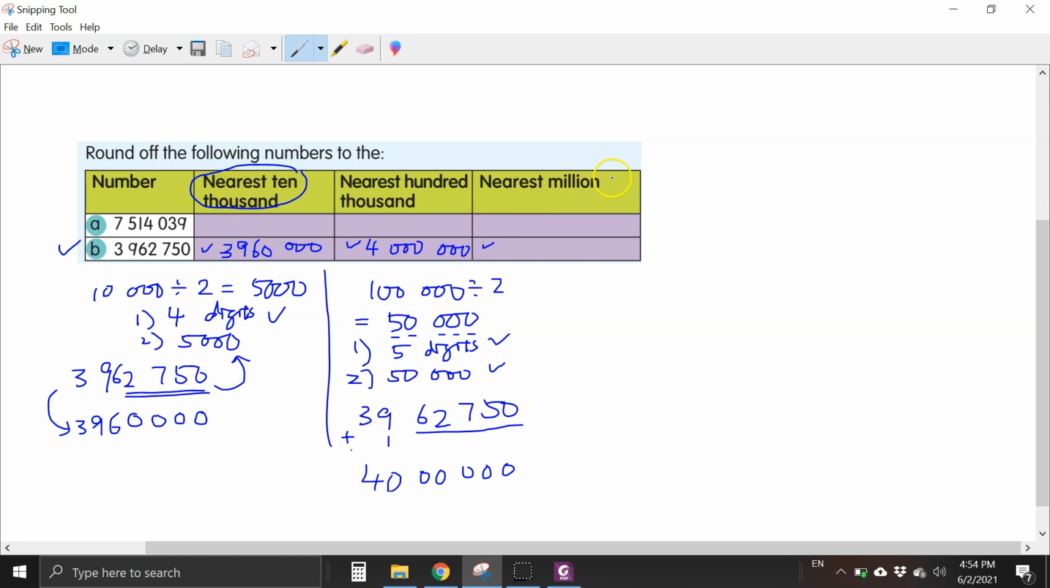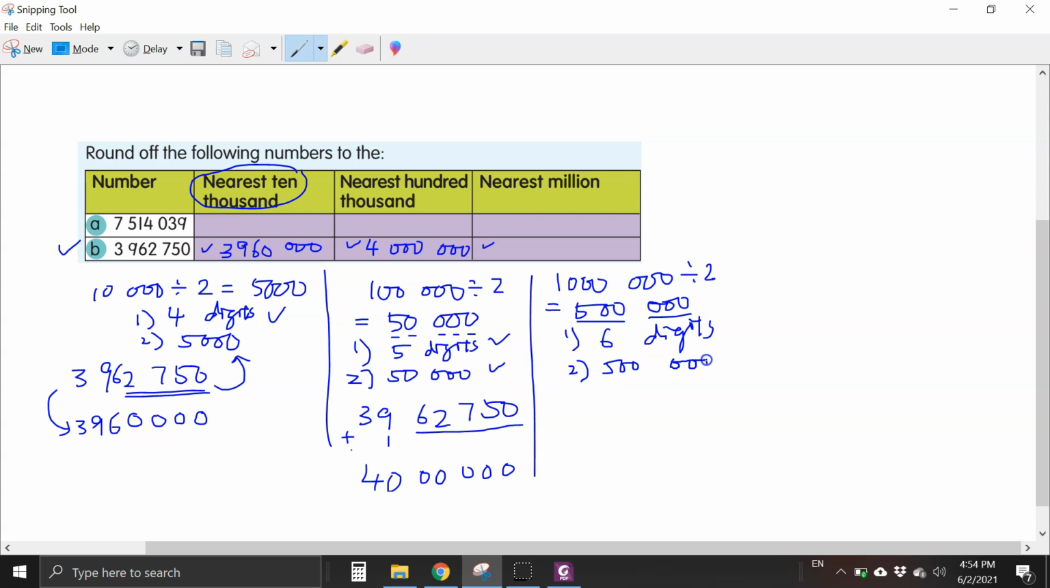Okay, for the last question, we have to round off to the nearest million. Okay, this is a million, 6 zeros. Divided by 2, you get 500,000. So first thing, you have 6 digits here. Ada 6 angka, 1, 2, 3, 4, 5, 6. Second thing, you have to compare with these numbers.